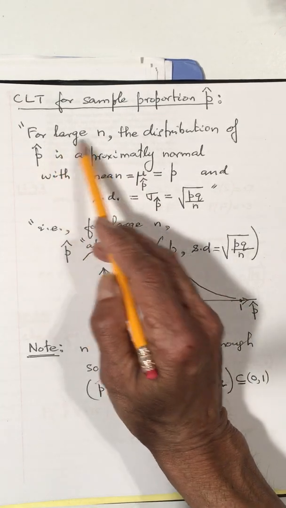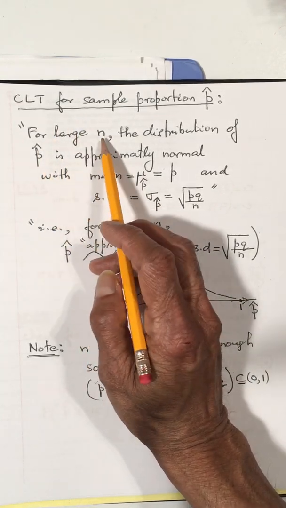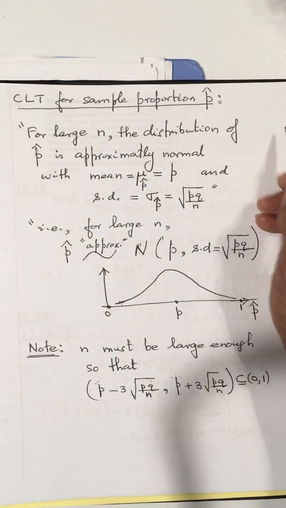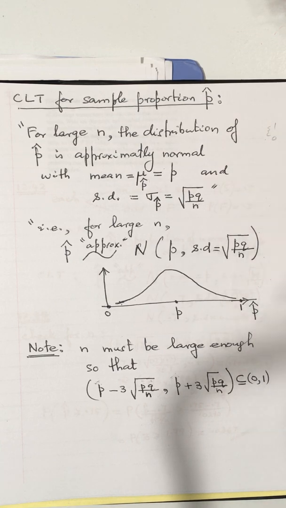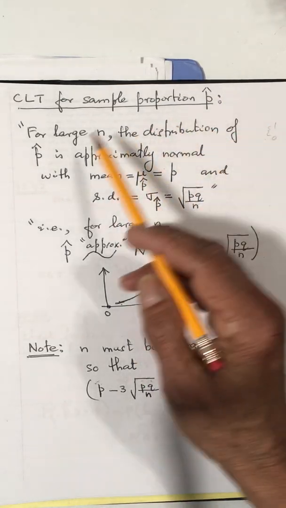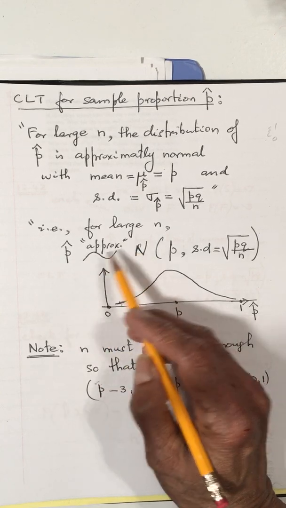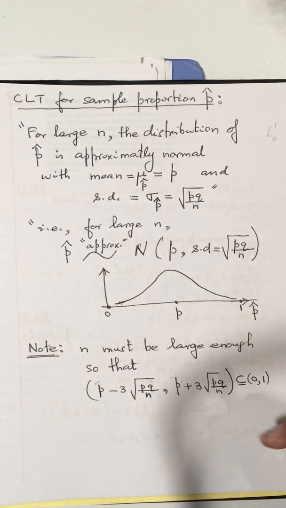This n is not like in the previous case. It has to be quite big. Remember that these are successes and failures, so if you give 1 and 0, n is going to be much bigger than before. Anyway, this is the central limit theorem. So P hat is approximately normal, and this n is going to be quite big. I will tell you how big it should be.